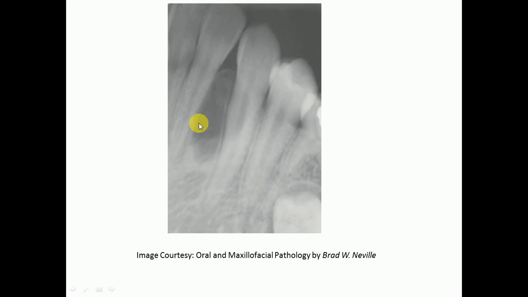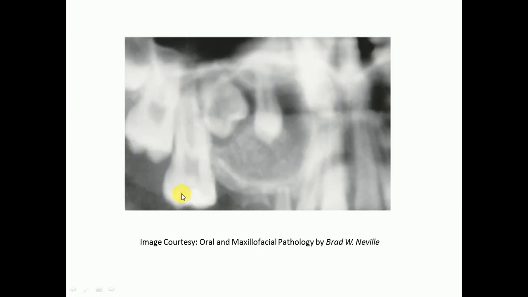So if we talk about the differential diagnoses of this picture, we will say it may be lateral periodontal cyst, it may be adenomatoid odontogenic tumor, it may be unicystic ameloblastoma. Here you can see these are the snowflakes present here.